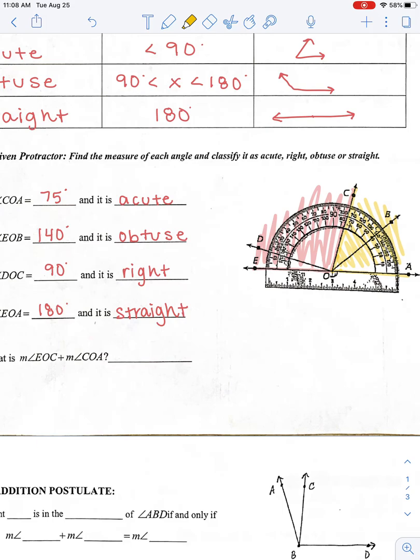So if I were to add up those two angles, what should that equal? If you notice, in total, we're going from here all the way over here. So that actually is 180 degrees. If we break that down, you can see that EOC is 105 degrees. And COA, we said was 75 degrees. So if I add those two up, it does give me 180 as well.